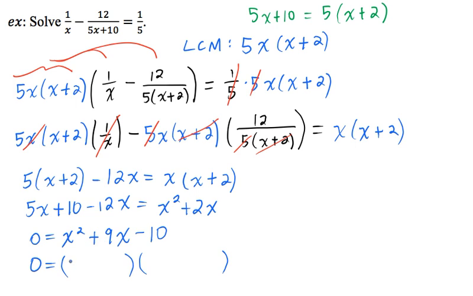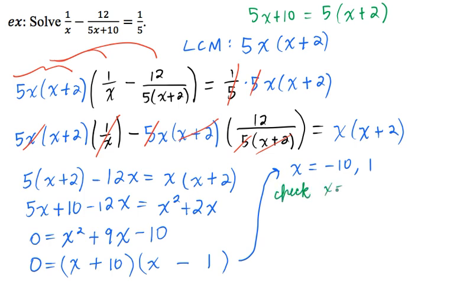So x squared will factor into x and x. For the 10, I could do 5 and 2, but that's not going to get me a 9 for my middle term, so let's go with 10 and 1. Let's put the positive sign in front of the 10 and the negative sign in front of the 1. So then my two solutions are going to be negative 10 and 1. And because we multiplied both sides of this rational equation by variables, we have to check our answers.